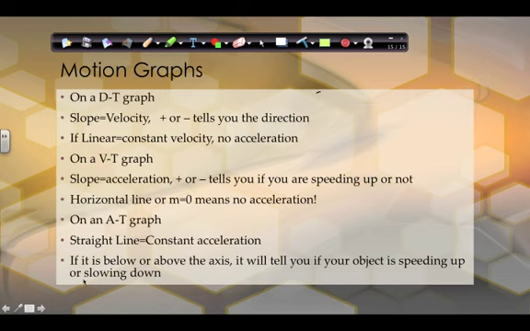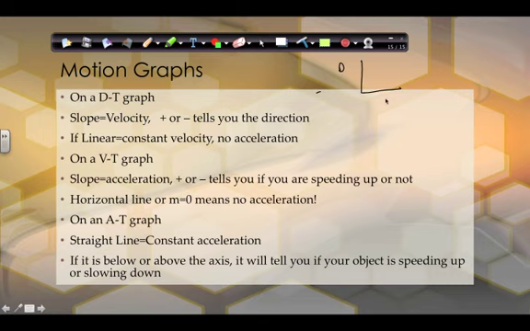One of the graphs that you're definitely going to see are motion graphs. Motion graphs would include a dt graph, a vt graph, and an at graph. So distance versus time, velocity versus time, and acceleration versus time. If you have a dt graph, the slope is going to be equal to the velocity. Now, if you have a positive or negative slope, that'll tell you the direction.